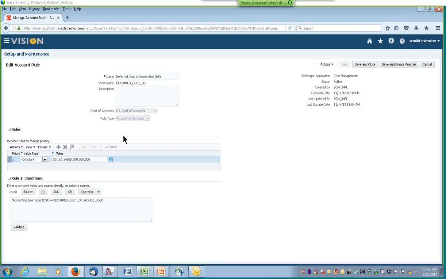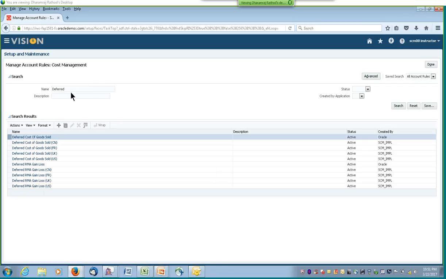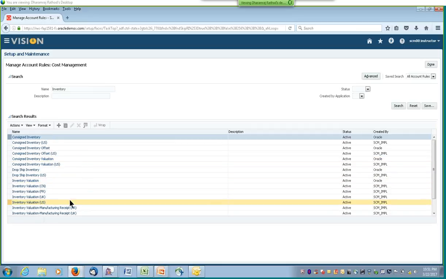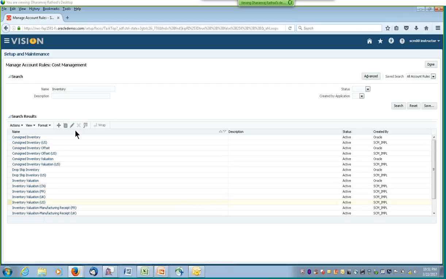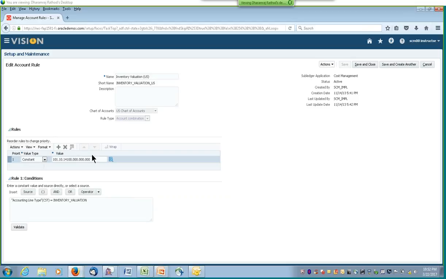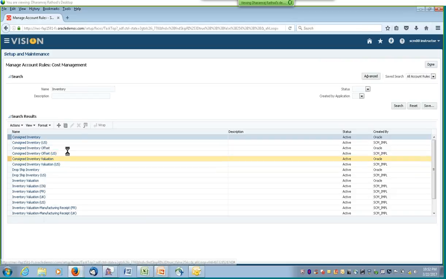So this is the account rule which will eventually give you this entry, the code combination. Whenever you have sales order issue, deferred COGS will be this account. Same is the case with inventory valuation. Go over inventory valuation here. I apologize if I'm a little bit fast, but I just wanted to give you the context. It's not part of our delivery. So let's go over inventory valuation and look at this rule, and this is how your inventory valuation would come, or you can use the sources.